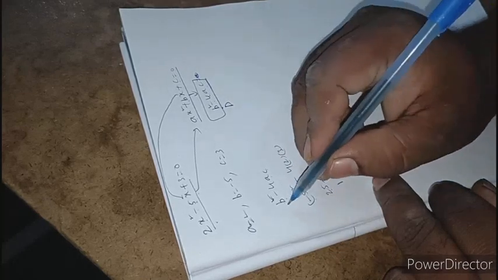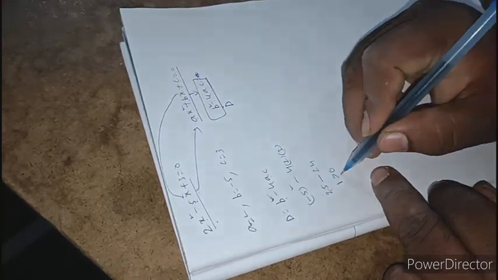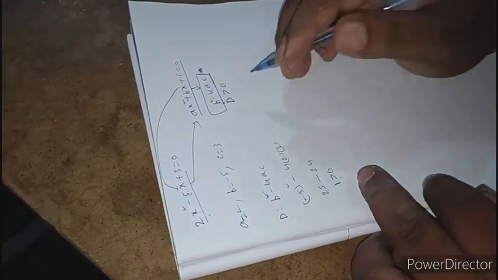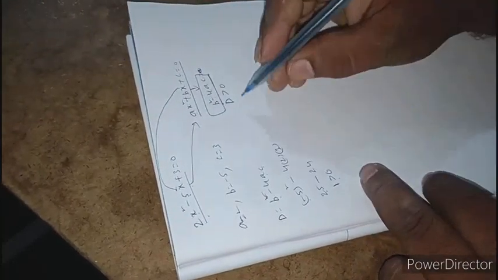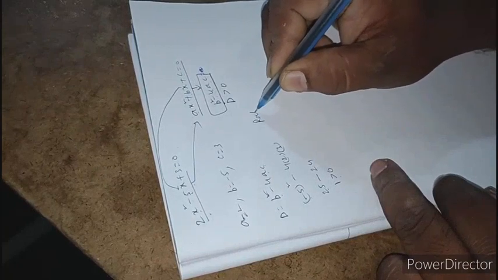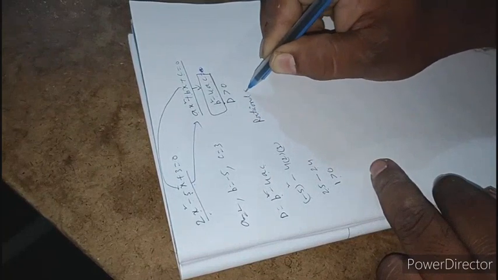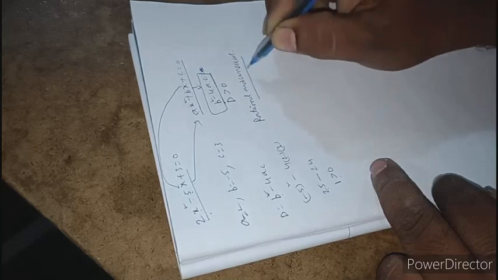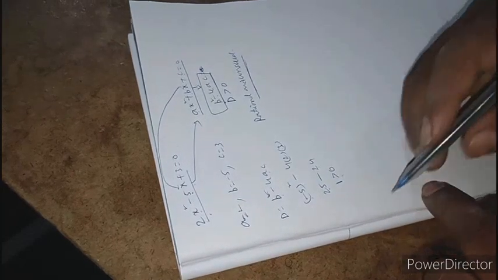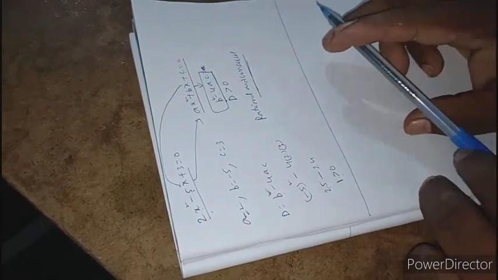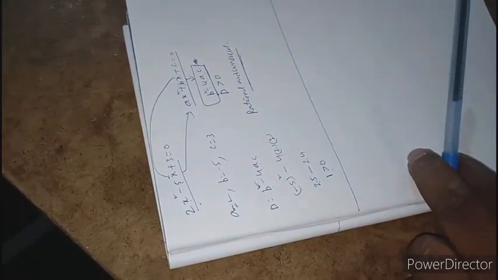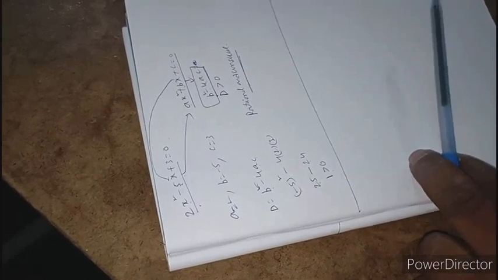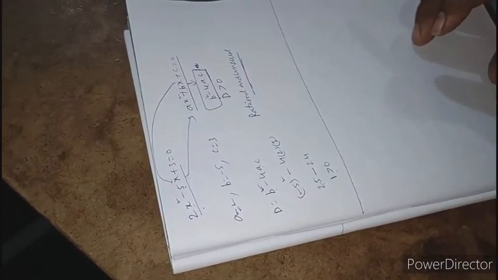Therefore the value of d is greater than 0. If d is greater than 0, the roots are rational and unequal. Rational and unequal. Okay, if d is equal to 0, real and equal. Okay, next one.